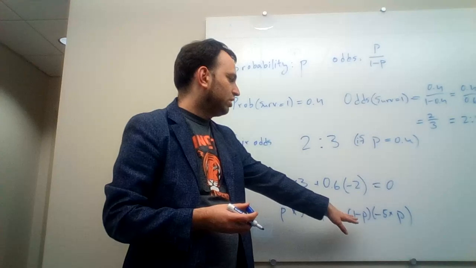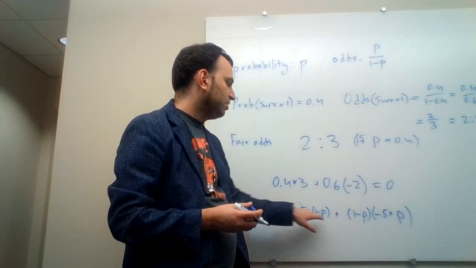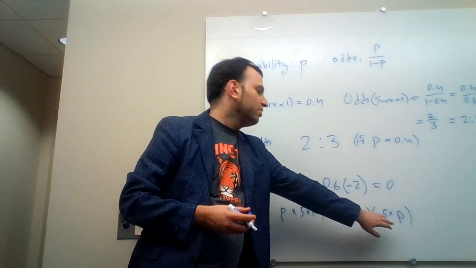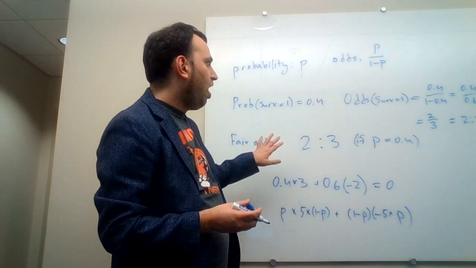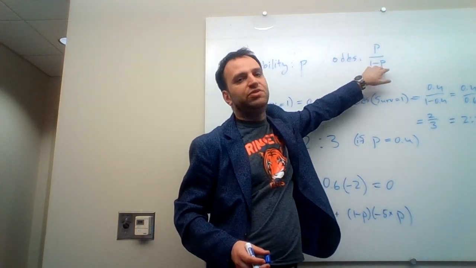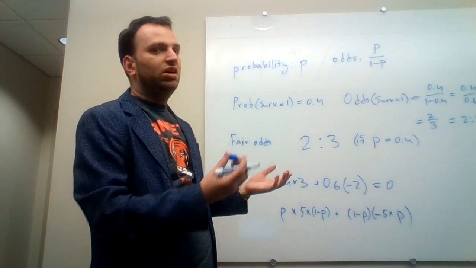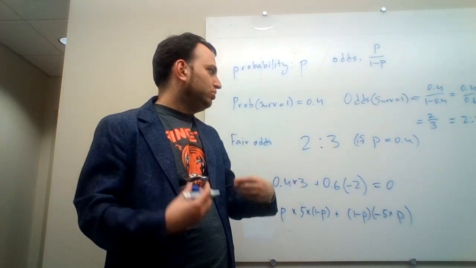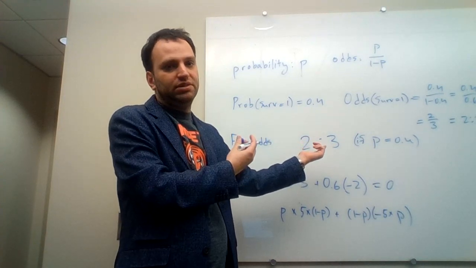So no wonder that this is minus this, because we have P times 1 minus P here, and we have P times 1 minus P here. So if the odds are P to 1 minus P, or like 5 times P to 5 times 1 minus P, then on average you expect to neither win nor lose if you take those odds in a bet.